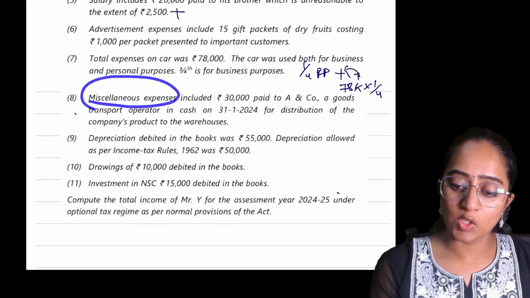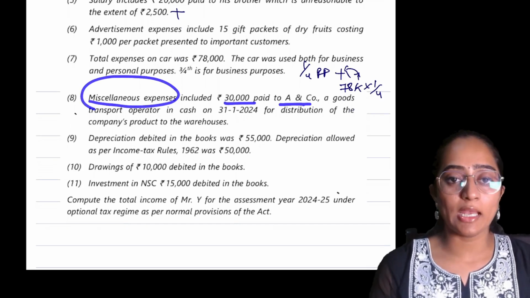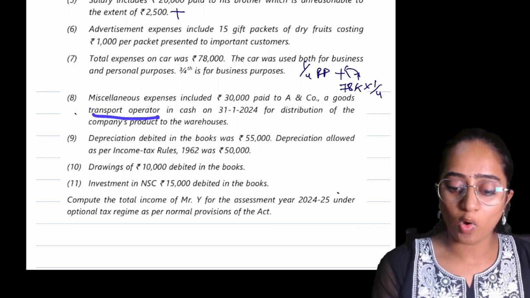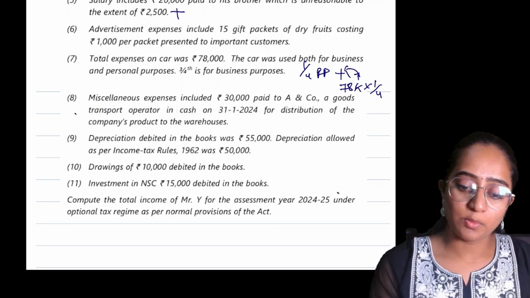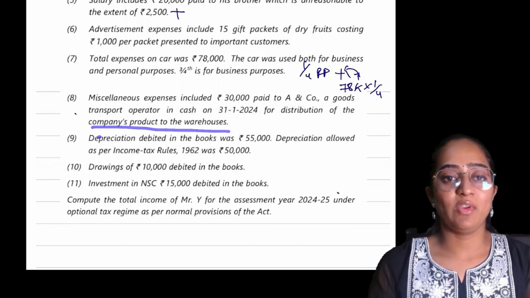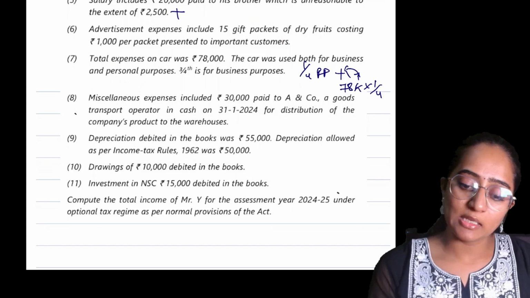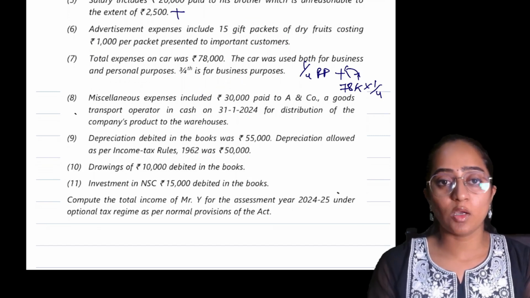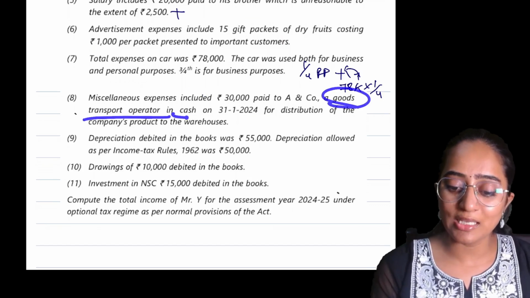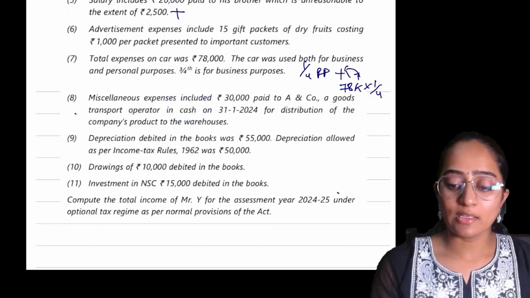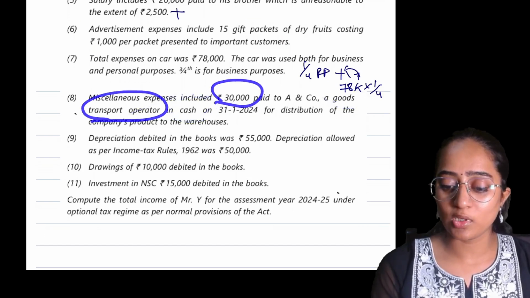Miscellaneous expenses include 30,000 paid to A and Co, a goods transport operator, in cash on 31/1/2024 for distribution of the company's products to the warehouses. Miscellaneous expenses include how much? 30,000, which is paid to A and Co, a goods transport company, in cash. They are paid in cash how much? 30,000 to a goods transport company.